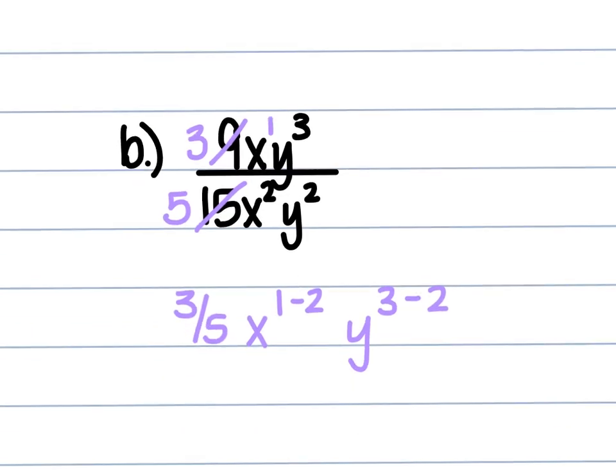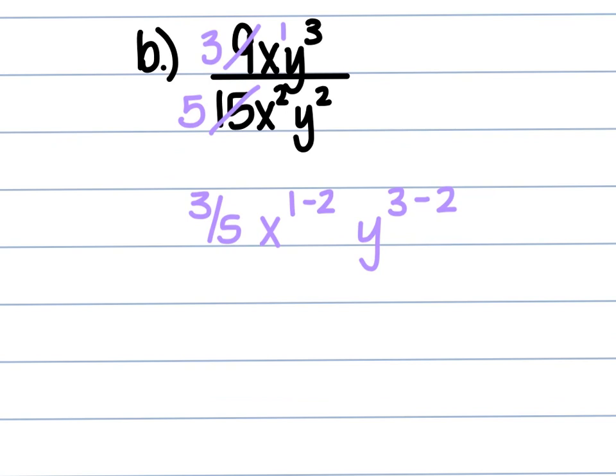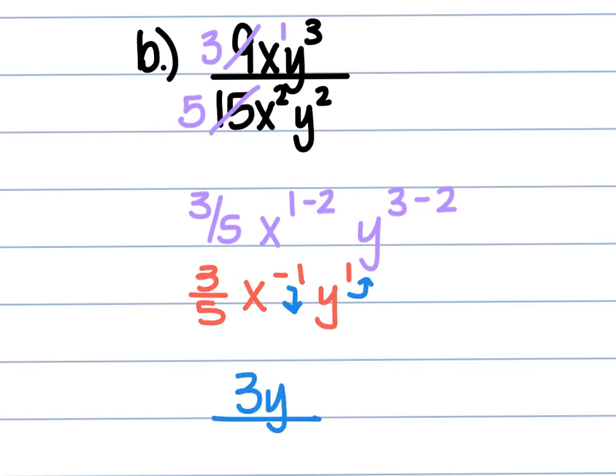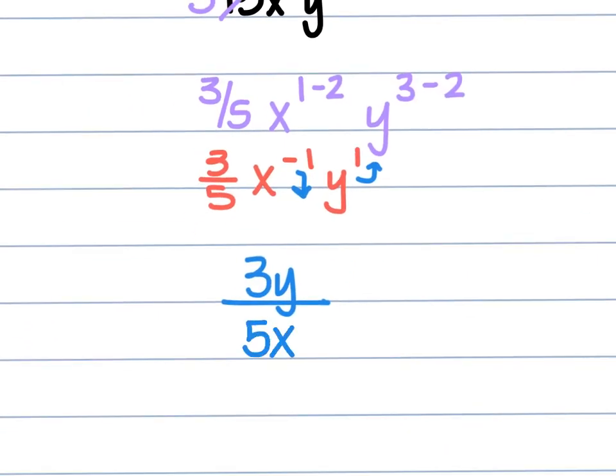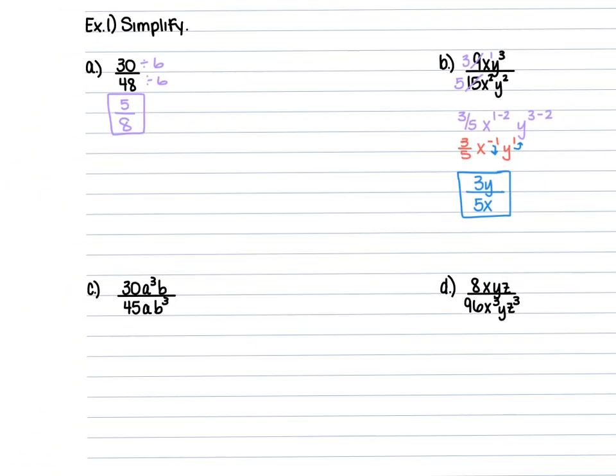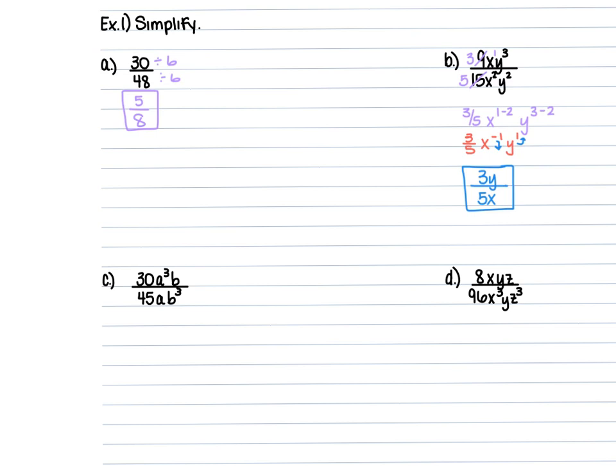Once we look at these and simplify those subtractions as our powers, we're going to have 3 over 5. The x is going to be to the power of negative 1, and that y is going to be to the first power. So that negative has to go underneath on the fraction, and the positive stays up top. So this is going to be 3y over 5x. So again, if we have a negative and an exponent, we have to take the reciprocal of that term and bring it to the bottom of that fraction to make that exponent positive.